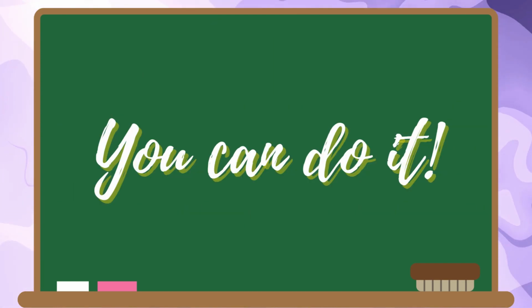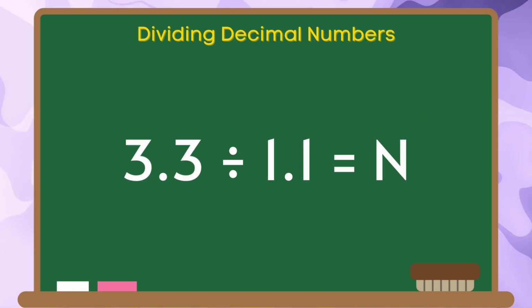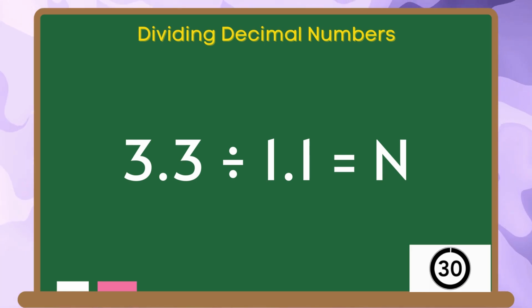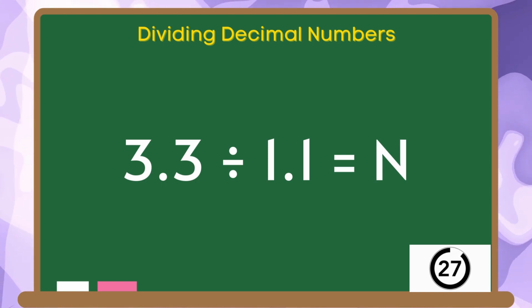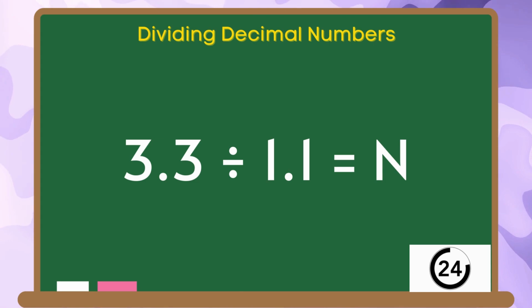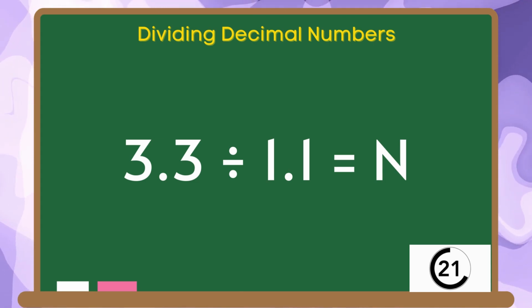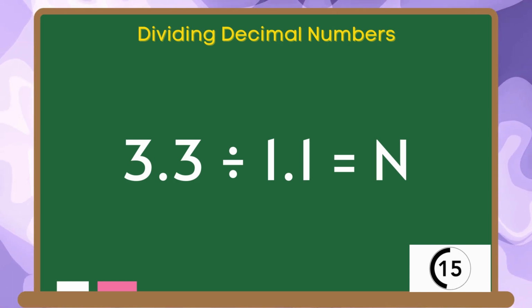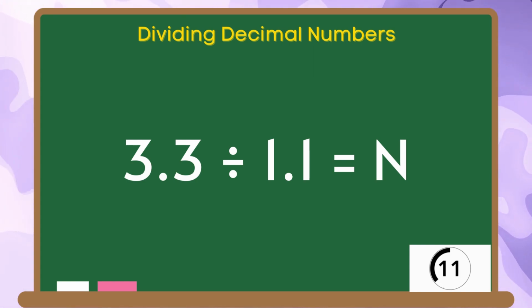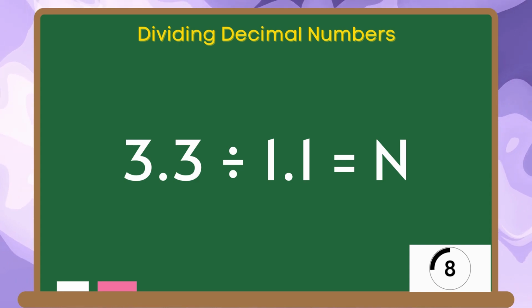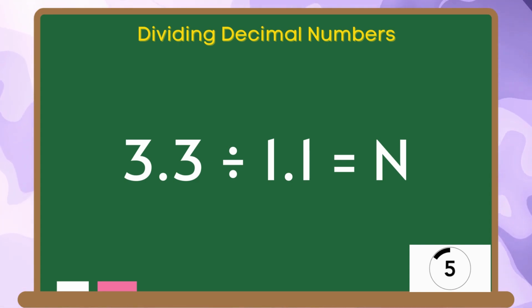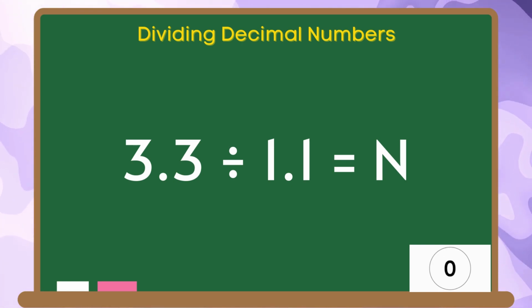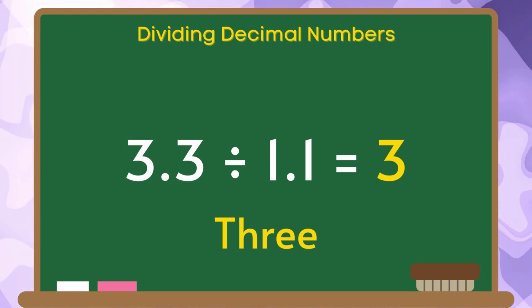Now let us practice what you've learned in this video. Get the quotient of 3 and 3/10 and 1 and 1/10. The correct answer is 3.